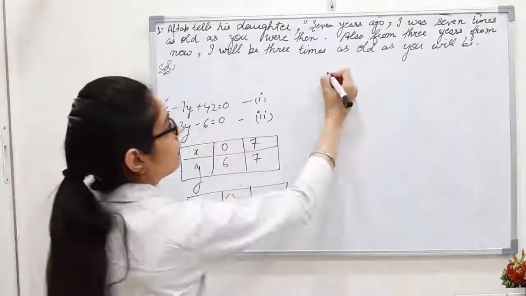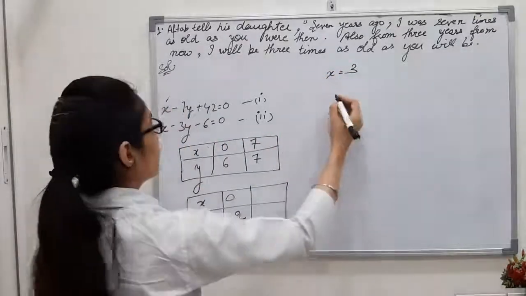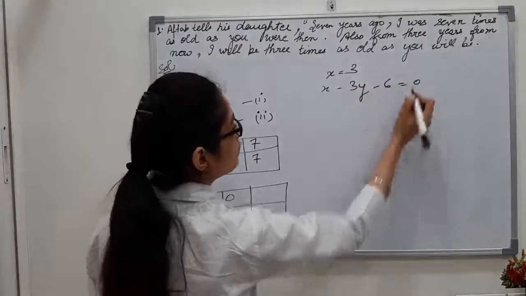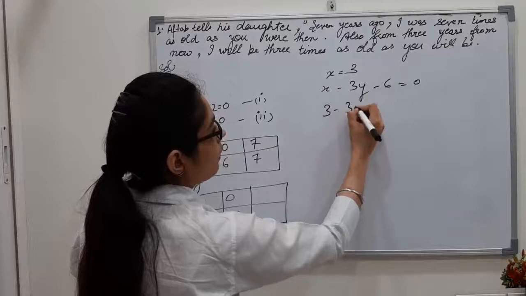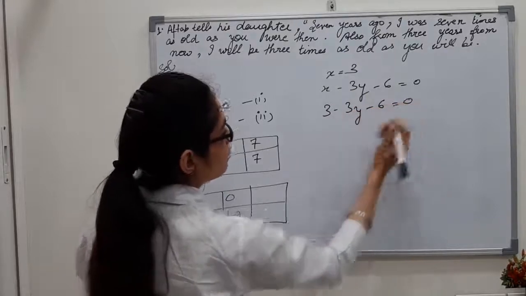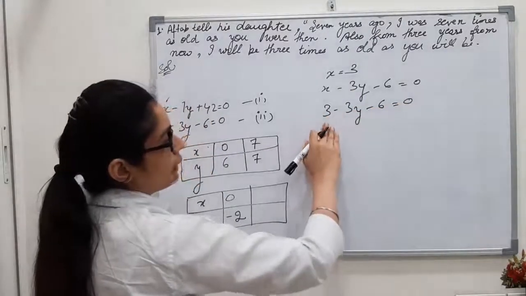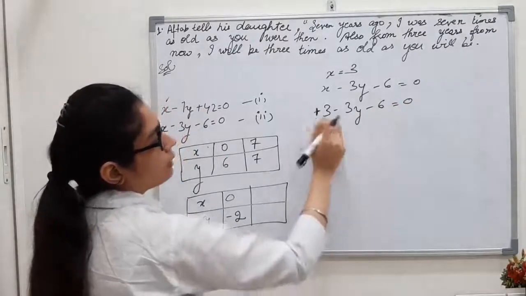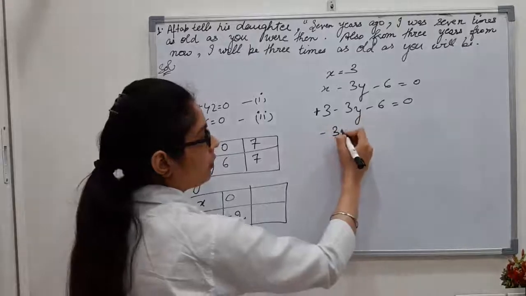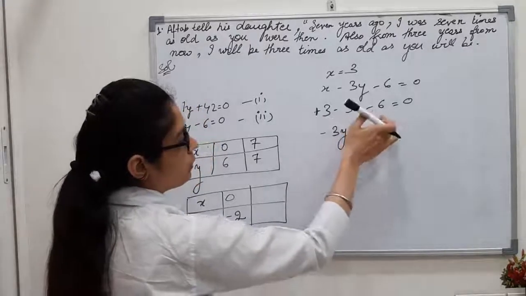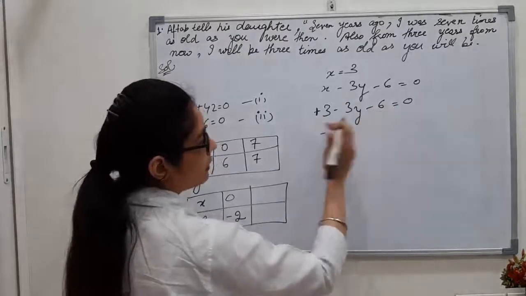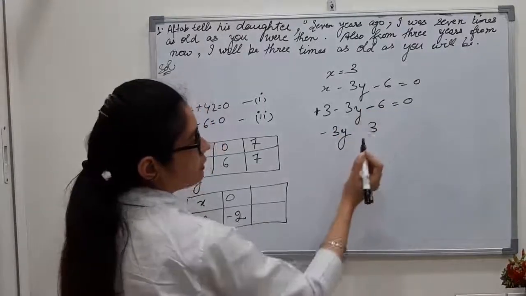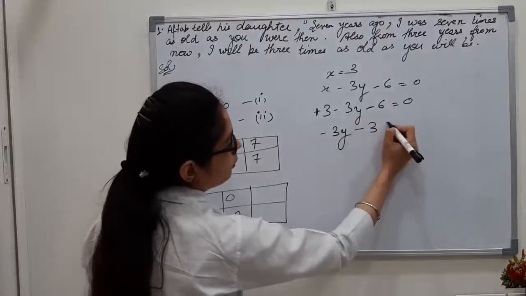Now I will put x equal to 3. So x minus 3y minus 6 is equal to 0. 3 minus 3y minus 6 is equal to 0. 3 minus 6, minus plus, this is plus 3, minus plus is minus, and the sign will come which is with the bigger number. So 6 minus 3 is 3, and 6 is the bigger number, and with 6 we have a minus sign, so we will put minus.